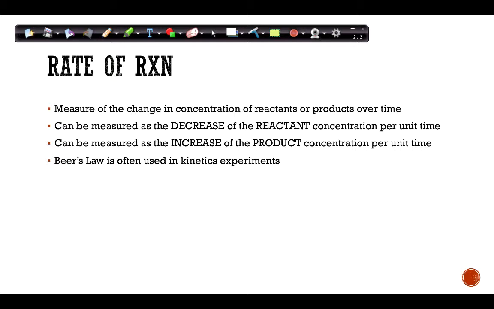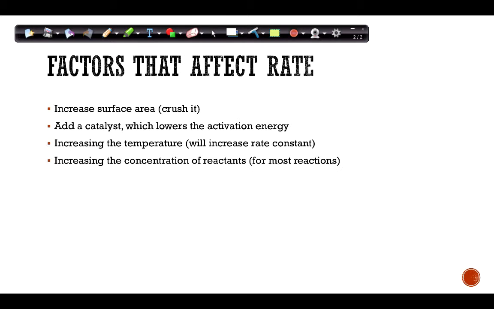It can be measured as the decrease of a reactant per unit of time, or as the increase of a product per unit of time. Usually we use a spectrophotometer in a lot of these kinetics experiments. We can take a reaction, stick it into the spectrophotometer, and we should have either a reactant or a product that's colored, and we're measuring the absorbance over time. So basically we're measuring the concentration over time, and with that information we can come up with a rate law.